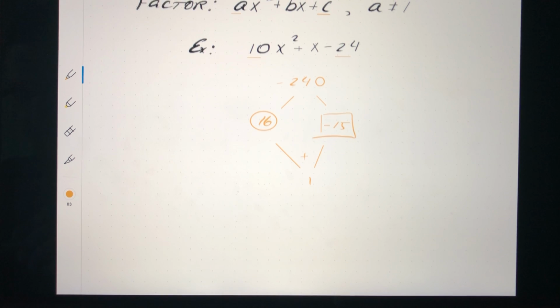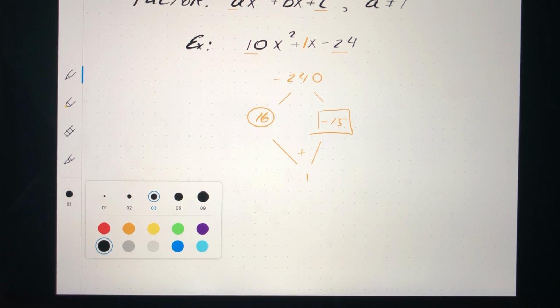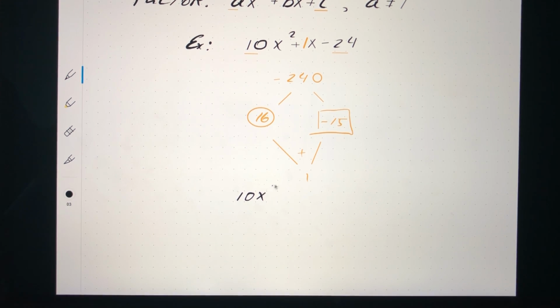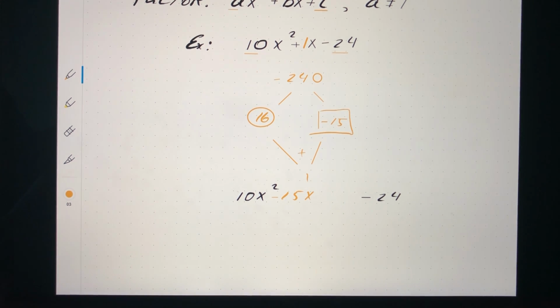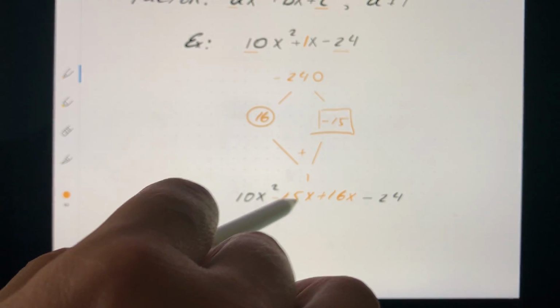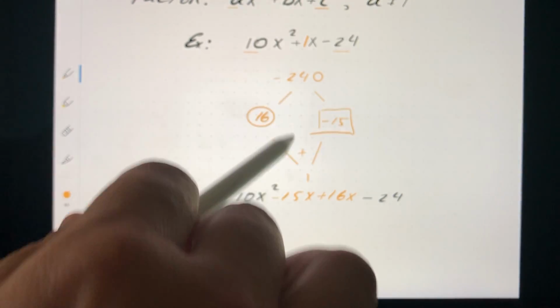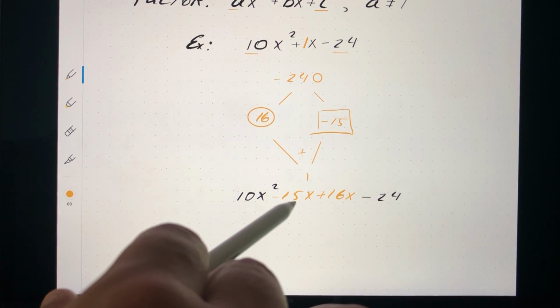We use them to break up the middle term. So right now we have 10x squared minus 24, but then in the middle, instead of plus 1x, we will have negative 15x plus 16x. So what we did is we used these two numbers to rewrite the plus 1 as negative 15 plus 16, because it still adds up to 1.